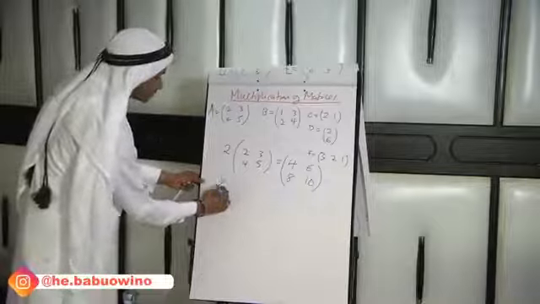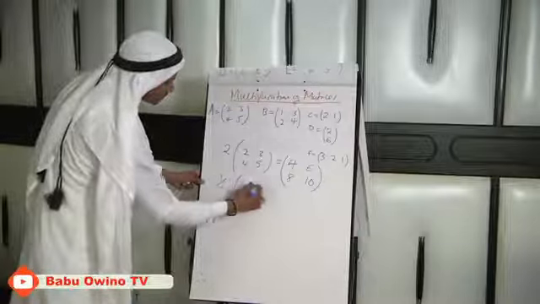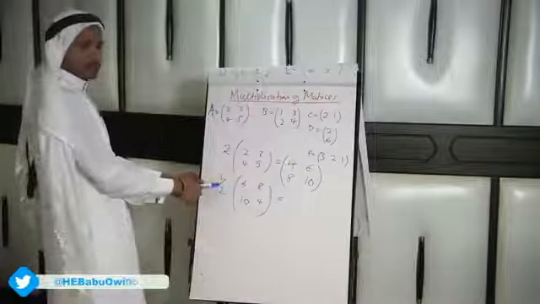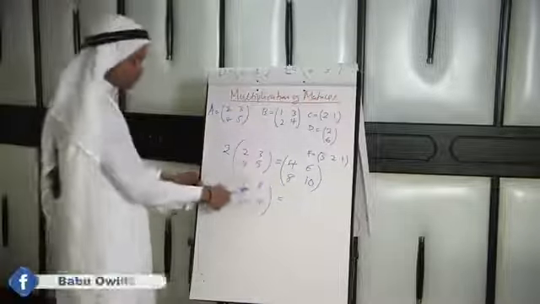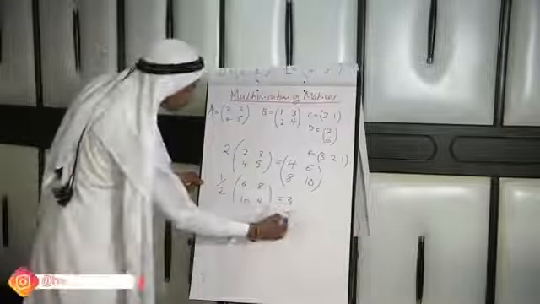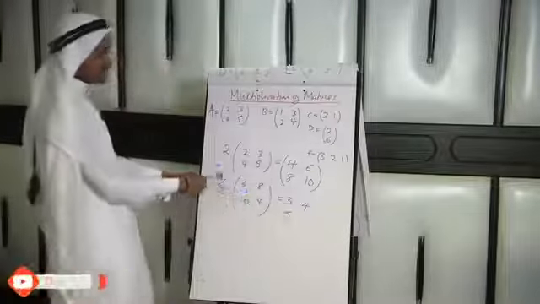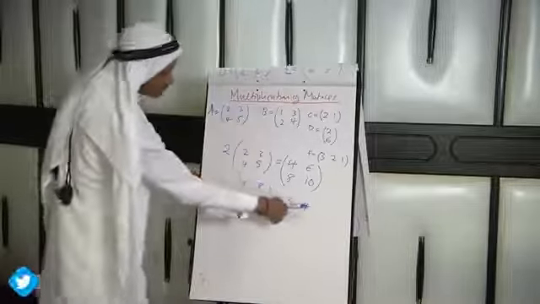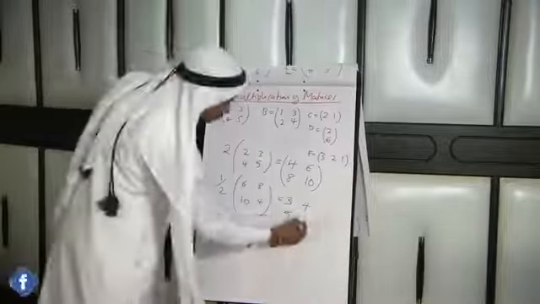Suppose our scalar is a half. You multiply by, let's say, 6, 8, 10, 4. What do you get? Just open the bracket. This scalar multiplies all the elements. Half times 6, you get 3. Half times 10, you get 5. Half times 8, you get 4. Half times 4, you get 2.